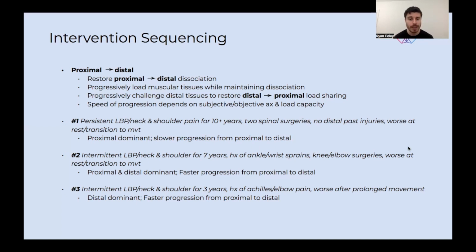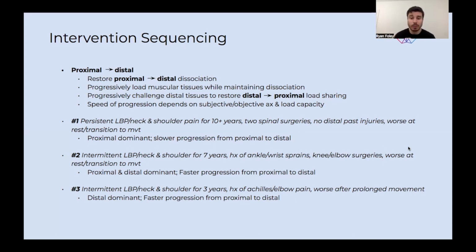Okay, and then in the last case scenario here, we have intermittent proximal pain for the past 3 years with a history of distal injuries, but no proximal past injuries. Okay, and in this case scenario, the pain is worse after prolonged movement, which we usually see at the end of the day. And in this scenario, we have to appreciate that the distal tissues need to have the capacity to interact with the external forces coming from the environment across the day and during prolonged movements.